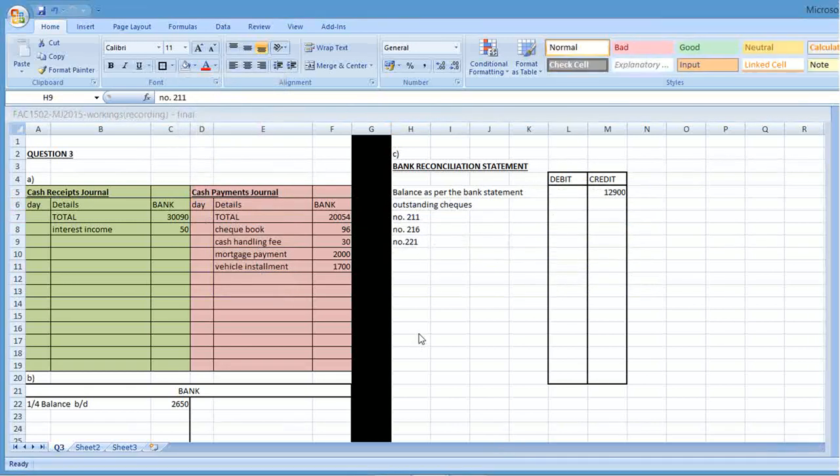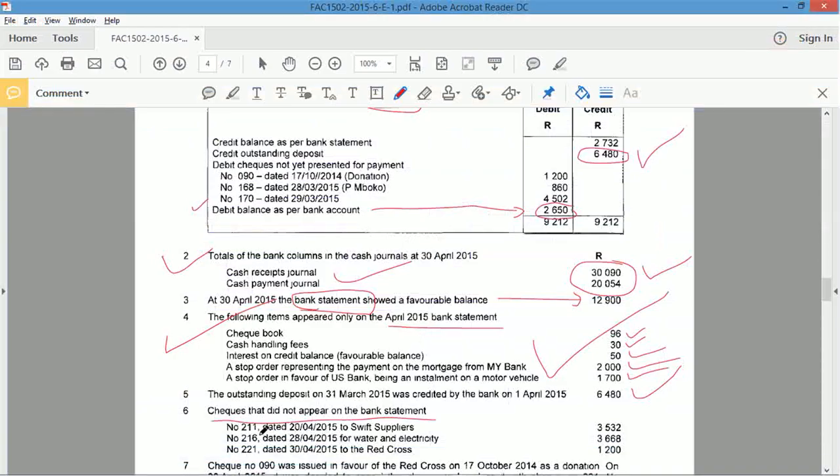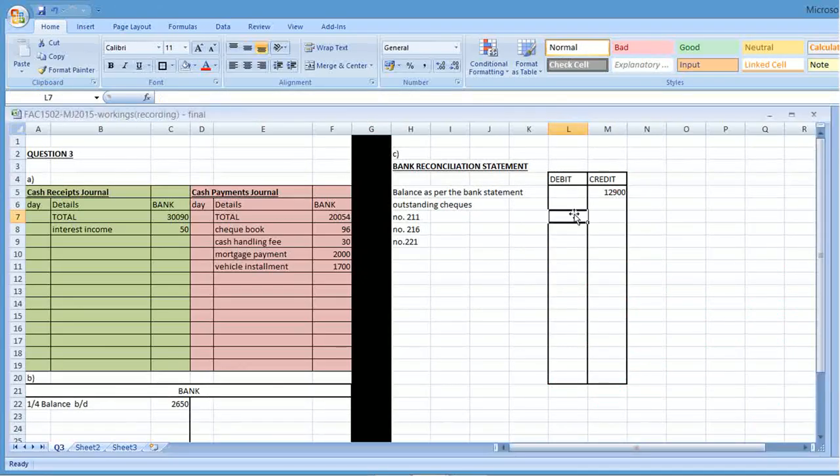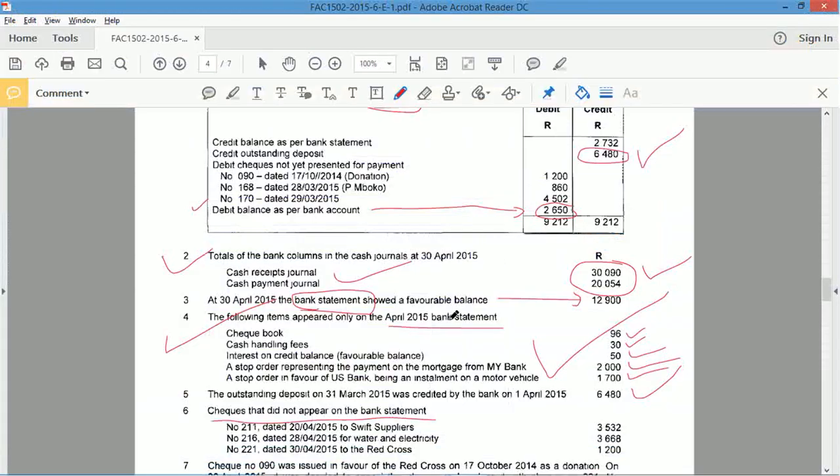Okay, check number 211, 216, and 221. 211 is 35, 32, 216 is 36, 68, and 221 is 1,200. 1,200, great.